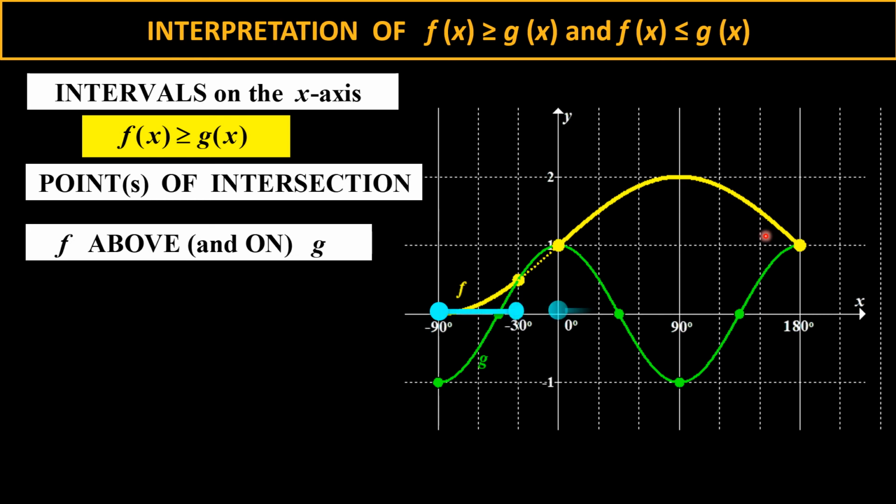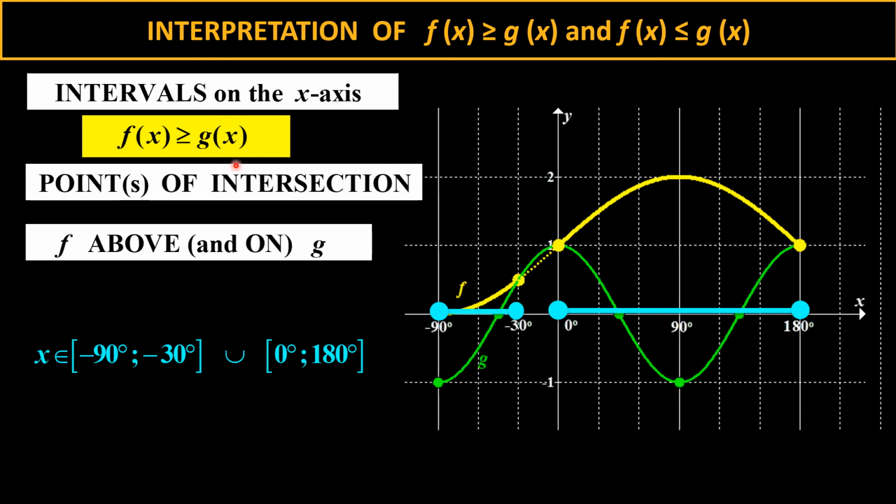So let's get the interval. Because I've got the equal, it's between negative 90 and negative 30, then nothing there, and then between 0 and 180. Let's write it in interval notation: negative 90 to negative 30, or 0 to 180, right? And because it's equal, you've got the square brackets that we're using there.